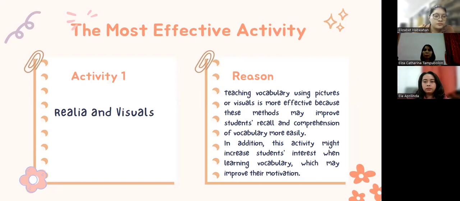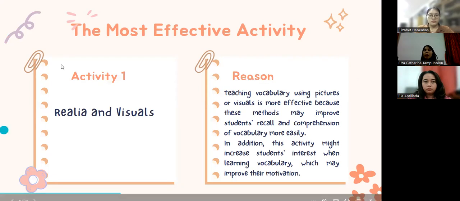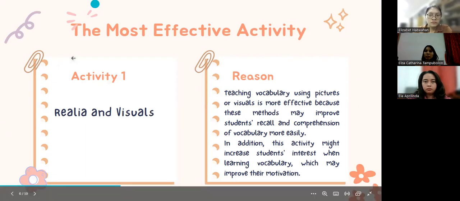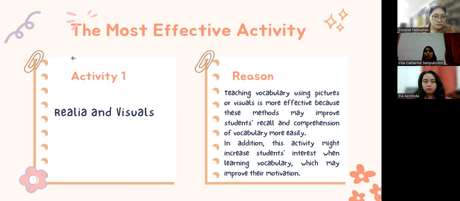Okay. After we have chosen the activities, now I will explain the activities that we chose. First, we choose the most effective activity for teaching vocabulary, and the second one we choose is the last activity, that is also effective but I think it's not too good when teaching vocabulary. Now I will explain the most effective vocabulary teaching activity, and we choose the first activity, realia and visuals.